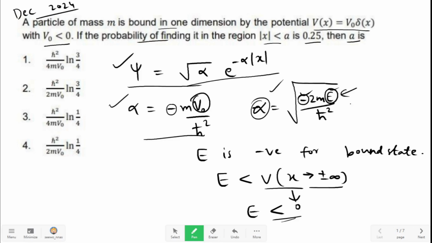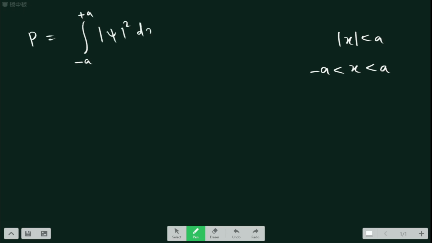So we are given the probability of finding the particle in the region modulus of x less than a is 0.25. So it is given probability is when you integrate over the range modulus of x less than a. Modulus of x less than a means x is in between minus a and plus a. So the integration limits are from minus a to plus a, and to get the probability, you integrate modulus of psi square dx within the limits, and this is given to be equal to 0.25.